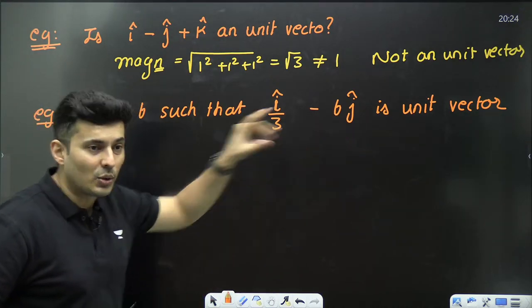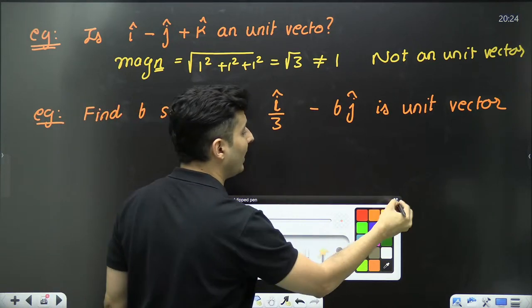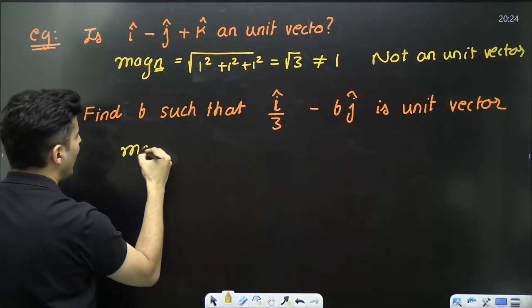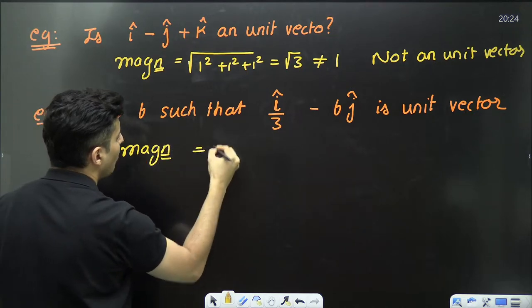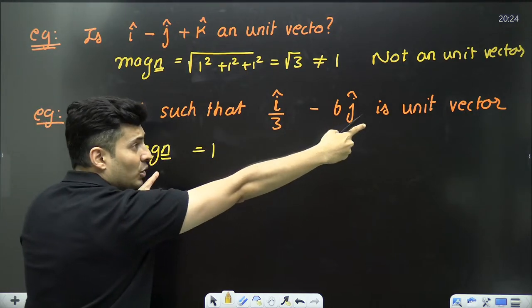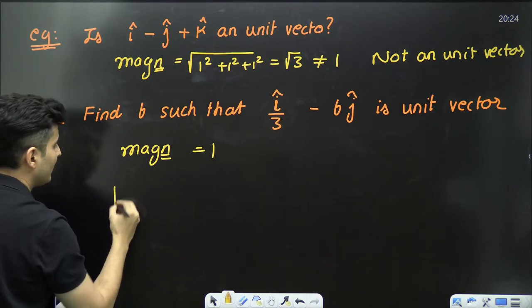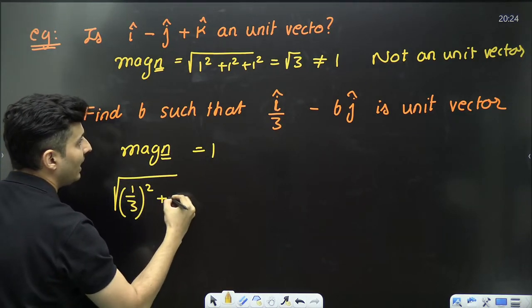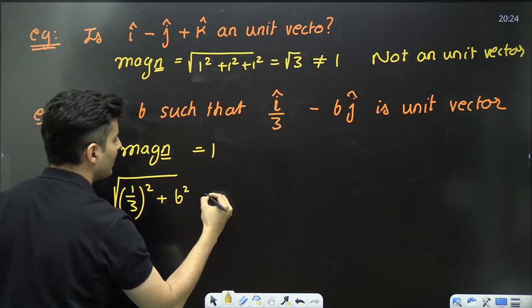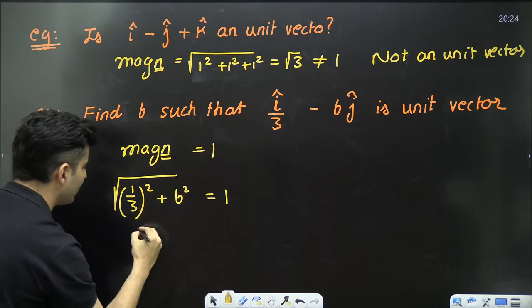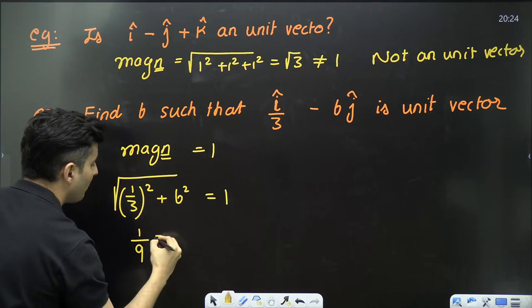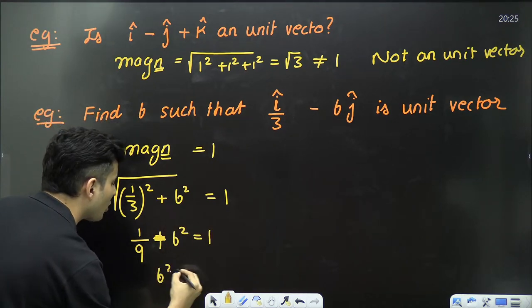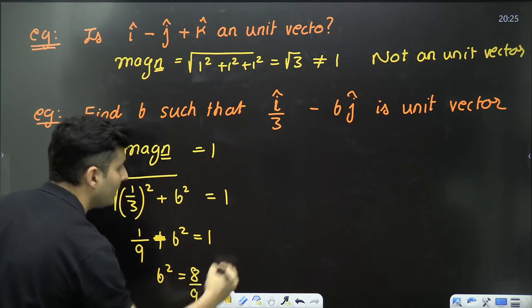First find the magnitude and then equate it to 1 because you want it to be a unit vector. What's the magnitude? The magnitude should be basically 1, right? Because it has to be a unit vector. So what is the magnitude, guys? Root of 1 by 3 square plus b square. So this is equal to 1. Square both sides. So this will be 1 by 9 plus b square is equal to 1. So b square will be 8 by 9.